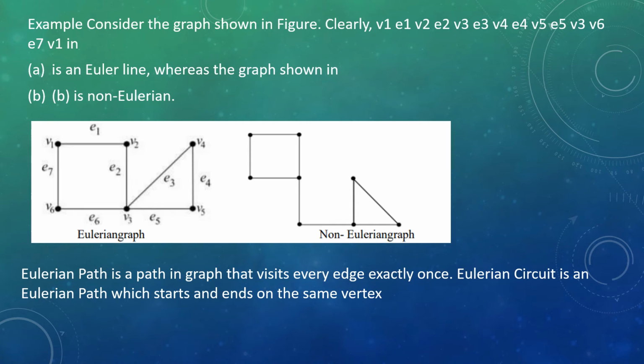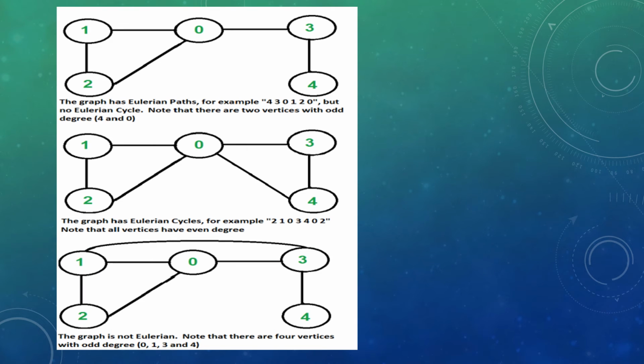An Euler path is a path in a graph that visits every edge exactly once. An Eulerian circuit is an Eulerian path which starts and ends on the same vertex. The graph has Euler paths, for example, 4, 3, 0, 1, 2, 0. But no Euler cycle; note that there are two vertices with odd degree, 4 and 0.